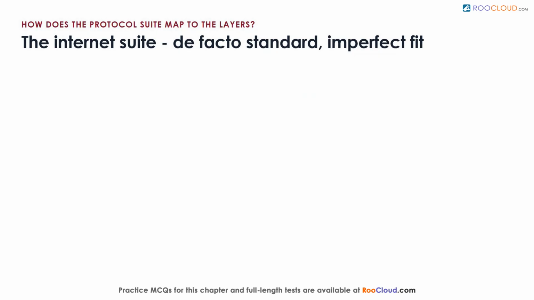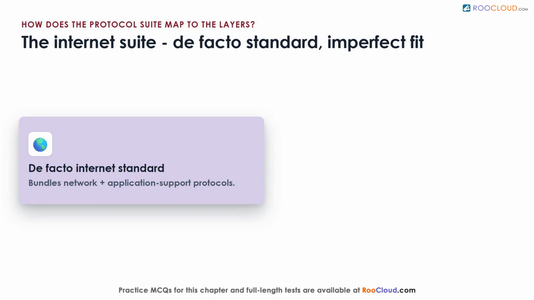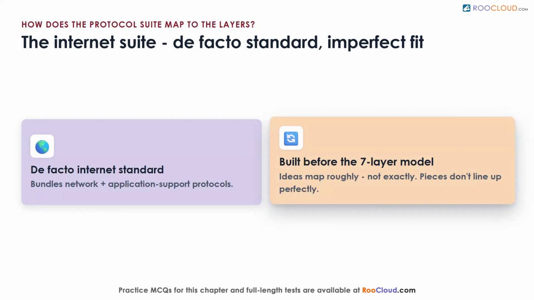So how does the Internet Protocol Suite relate to the layered model? That suite is what the Internet effectively runs on. It bundles both network protocols and application support protocols. But it was built before the 7-layer model existed, so its pieces don't line up perfectly with those layers. The ideas map roughly, not exactly.